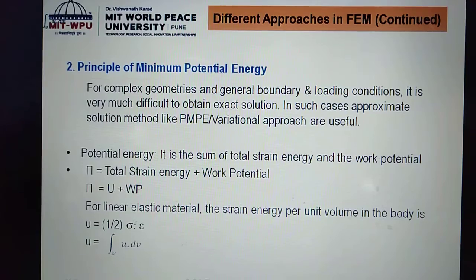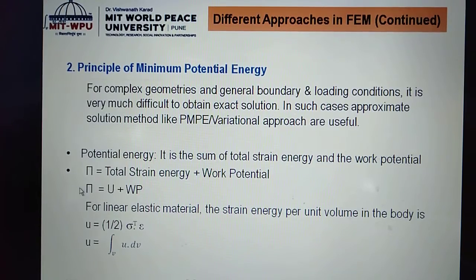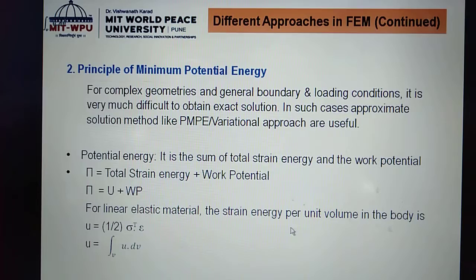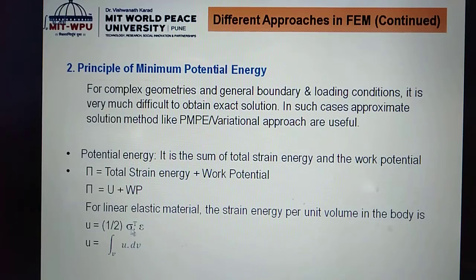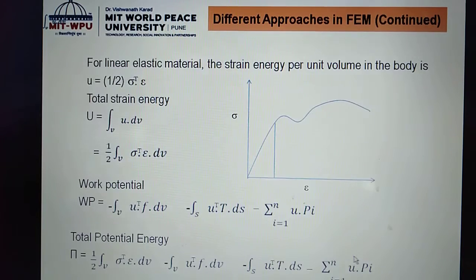Potential energy is considered to be the sum of total strain energy and the work potential, so it is summed up to get the total potential. For a linear elastic material, the strain energy per unit volume in the body is given as the area under the stress-strain curve, 1/2 the transpose of the stress terms multiplied by the strain vector. So the total strain energy over volume V is the integral of U dV.